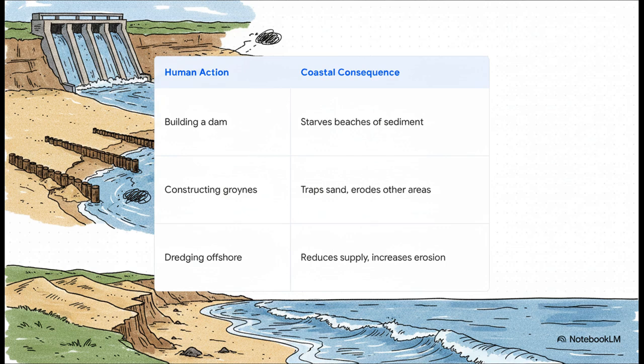Or think about those wooden fences you see on beaches. They're called groins. They do their job, they trap sand, but it's a zero-sum game. The beach right next door is now deprived of that sand, and it starts to disappear. Every action has a reaction.